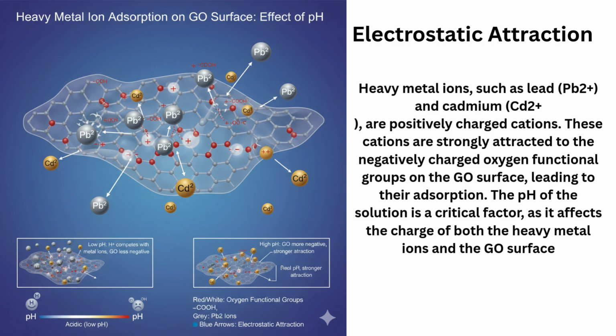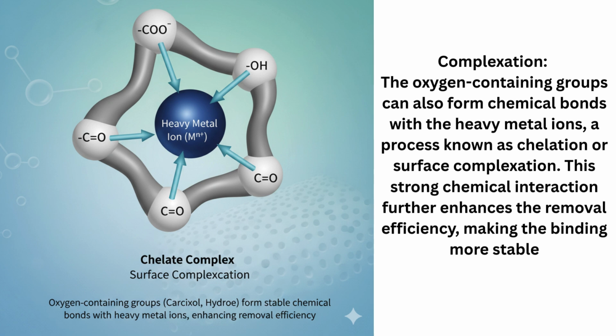and the GO surface. Complexation. The oxygen-containing groups can also form chemical bonds with the heavy metal ions, a process known as chelation or surface complexation. This strong chemical interaction further enhances the removal efficiency, making the binding more stable.